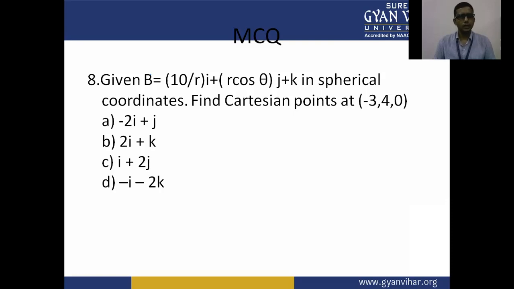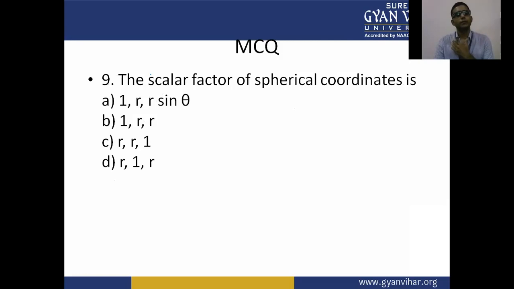Question number 8, given the vector V in the spherical coordinates, find the Cartesian point at minus 3, 4, and 0. Question number 9, the scalar factor of the spherical coordinates is: 4 options are given.